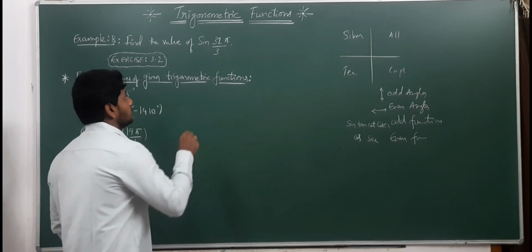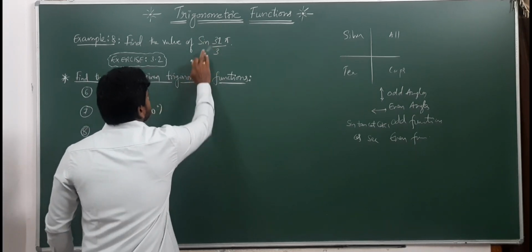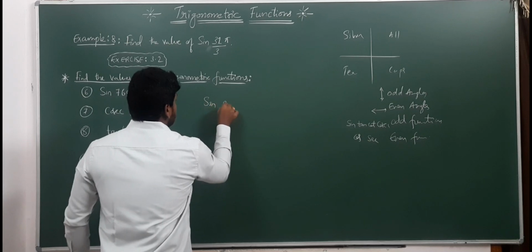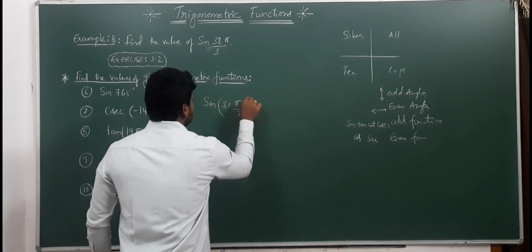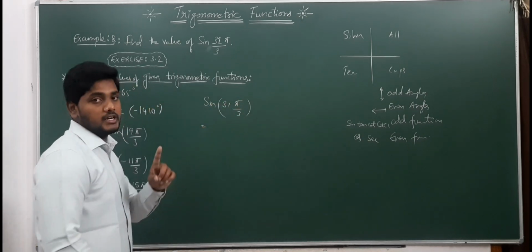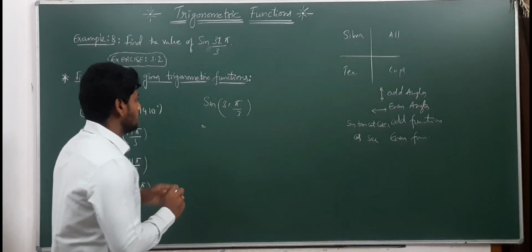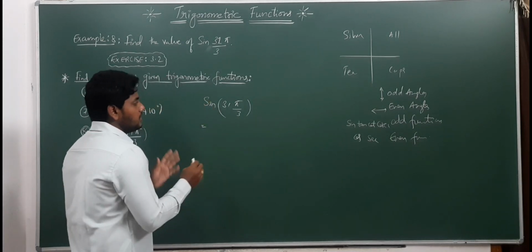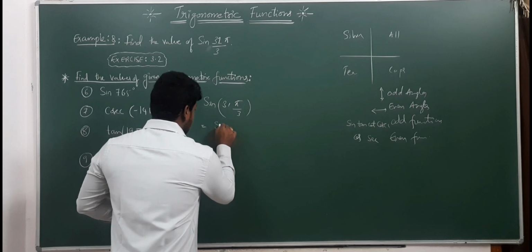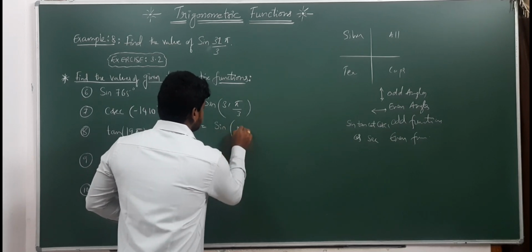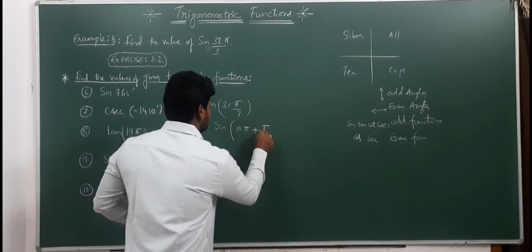This is sin 31 pi by 3. Actually these questions are very important for 1 mark questions. Definitely they may ask 31 pi by 3. How to minimize this? I will write this as sin of 10 pi plus pi by 3.